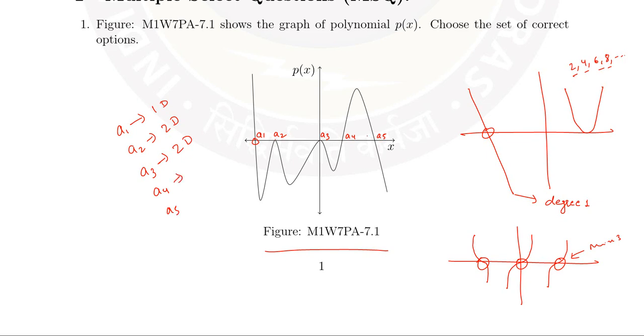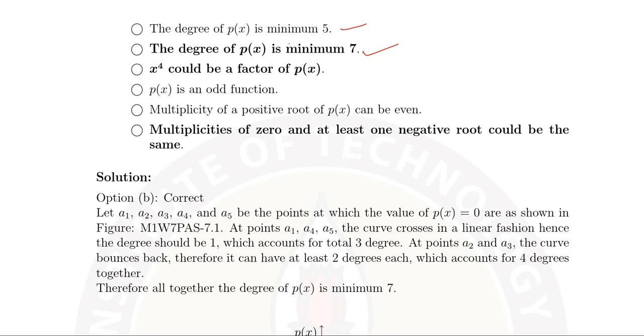At A4 we can see there is no bend but a straight line. It appears as if a straight line is crossing, so it will have degree 1. Similarly A5 is going to have degree 1. So in total, let's see how many degrees it will have. It's going to have a minimum of 7 degree. The first option given to us is 5, which says the minimum degree is 5, and the second option says the degree of p of x is minimum 7. So the second option becomes right and the first becomes wrong.